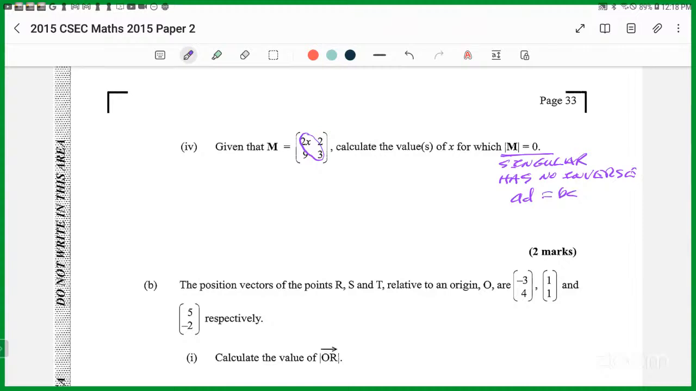This is AD, and this is BC, because the matrix notation is normally A, B, C, D. So this diagonal is AD. This diagonal is BC. So I say this product, which is 2x times 3, is equal to this product, which is 9 times 2. The 2x times 3 is 6x, and the 9 times 2 is 18. Divide by the 6: 18 over 6 is 3. So x equals 3.